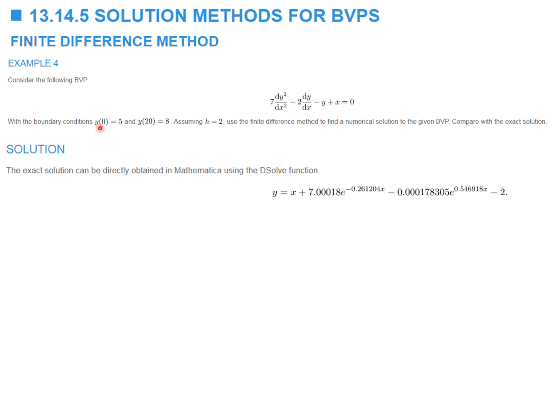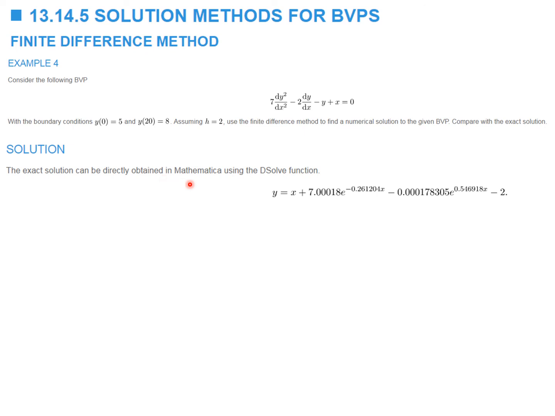The boundary conditions are given as this: when x is 0, y is 5. When x is 20, y is equal to 8. The domain is between x equals 0 and x equals 20, so the length is 20. And we're going to use a subinterval of 2, which means I will have 20 divided by 2, which is 10 subintervals, meaning I have 11 points.